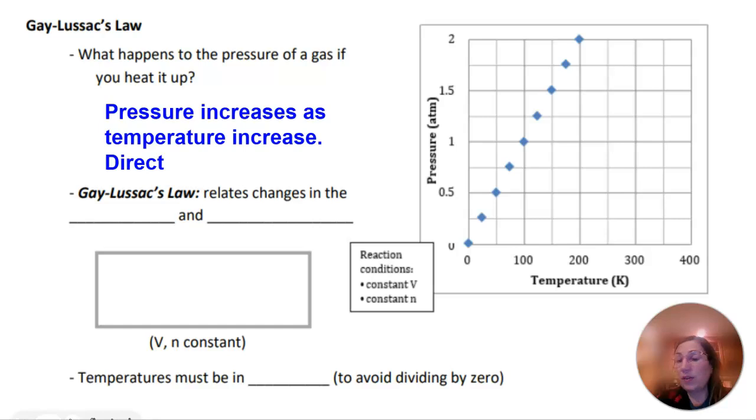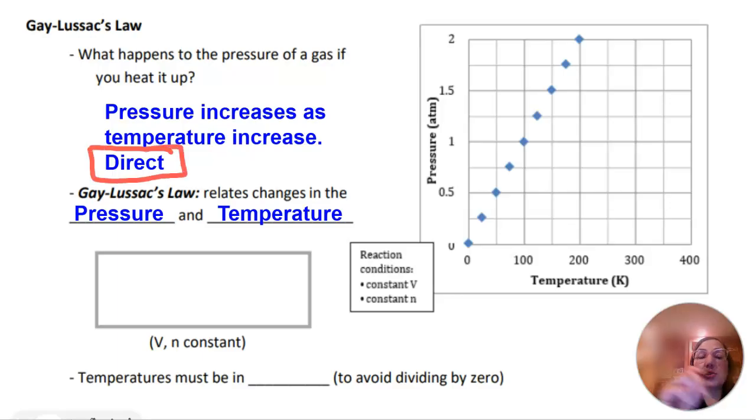Gas particles start moving faster and faster. They start hitting their container wall more and more frequently, and that's our measure of pressure. So Gay-Lussac's law relates changes in pressure and temperature. And again, here's another direct relationship. Just like Charles's was direct, this one is direct as well.